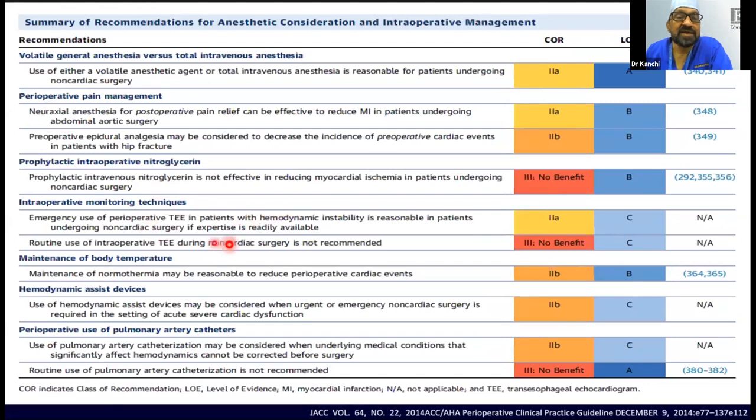Regarding intraoperative monitoring techniques, perioperative TEE may be resorted to if there is hemodynamic instability which is not responding quickly to the usual maneuvers. Maintenance of normothermia is advocated. A hemodynamic assist device may be considered if the patient has acute severe cardiac dysfunction. Perioperative use of pulmonary artery catheters may be considered depending upon the underlying medical condition.